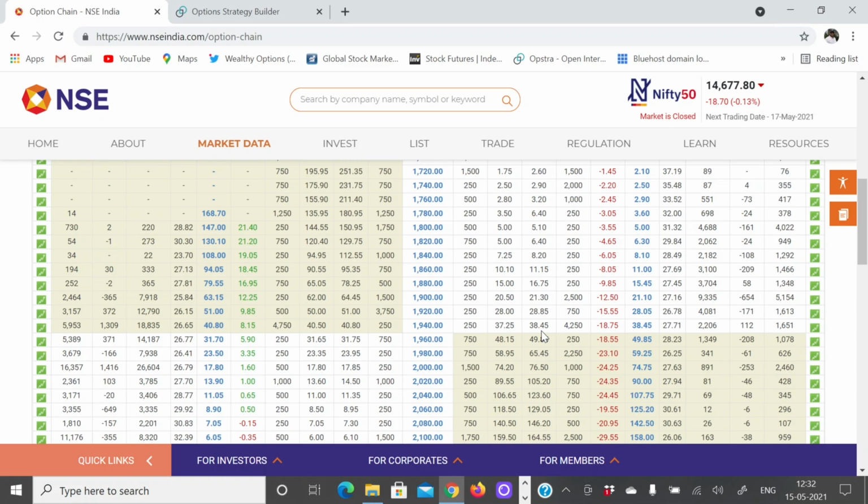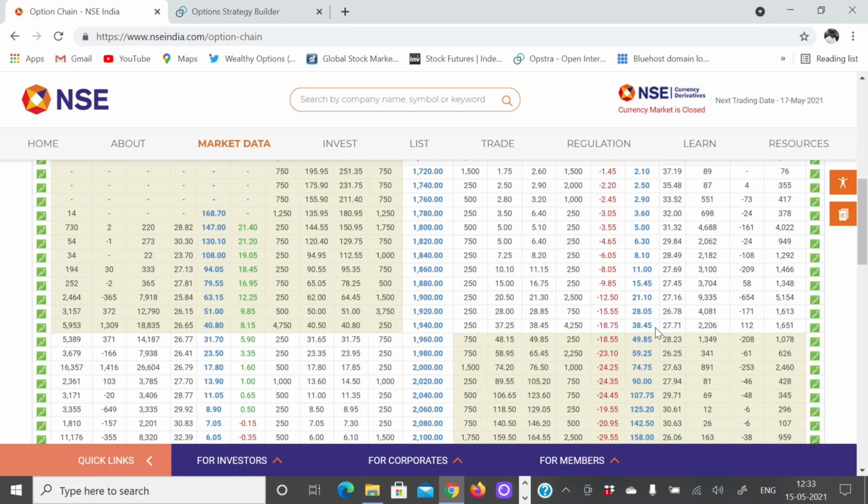Similarly, from the put option point of view, let's say an investor is holding Reliance shares and he wants to get a right to sell at 1940. If he wants to sell his Reliance shares at 1940, no matter wherever the price falls, he can buy a 1940 put option by paying a premium of 38 rupees 45.